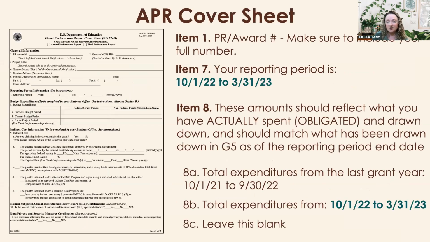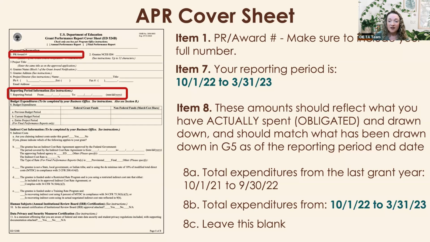All right, let's dive into your cover sheet. This is the very first thing you'll complete. Just some things to remember. Make sure to include your PR award number and your correct PR award number. We do get APRs every year that use an incorrect PR award number. Sometimes it's from one of your other grants or there's just a digit missing. Make sure that that is there and correct.